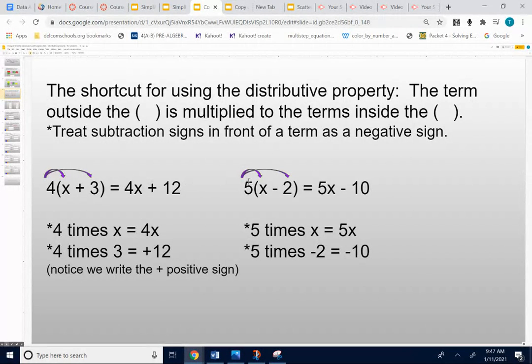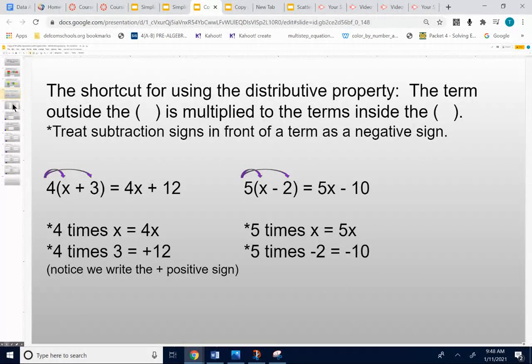The second problem we did, we have 5 times x minus 2. The shortcut is to take 5 times x, which is 5x, and 5 times negative 2. Think of that subtraction symbol as a negative, guys. So 5 times negative 2 is a negative 10. So we could say the answer is 5x minus 10. Once again, the big idea: take the number out front of your parentheses and multiply it to both parts inside the parentheses.